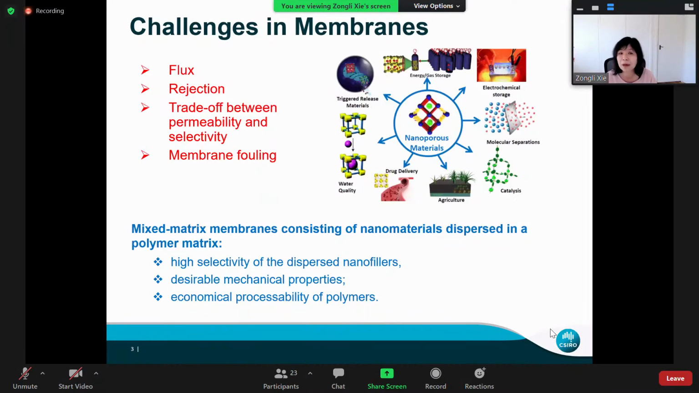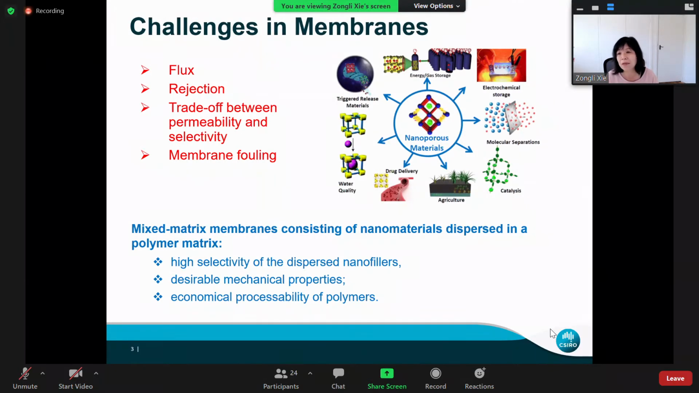And there are a number of very well-known challenges in the membrane. We always want to improve the flux, and we always want to keep the rejection property. We know, in particular for polymeric membranes, generally there is a trade-off effect between the flux and the selectivity. And we also know the membrane suffers membrane fouling. And there are many different approaches to working on that for different aspects.